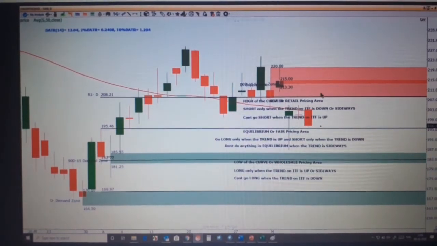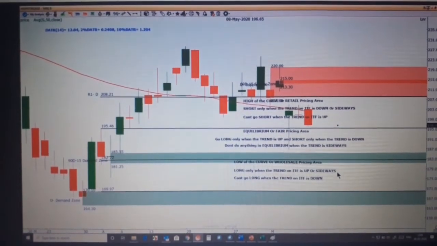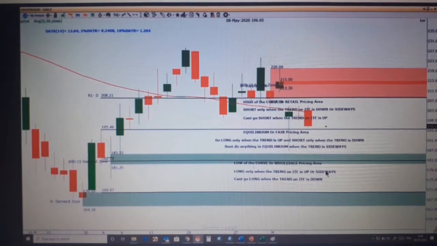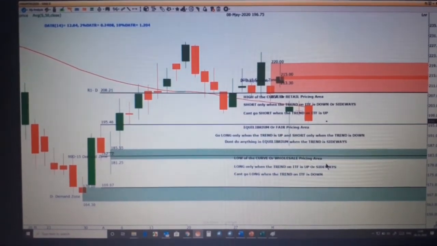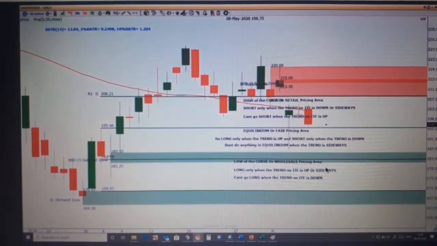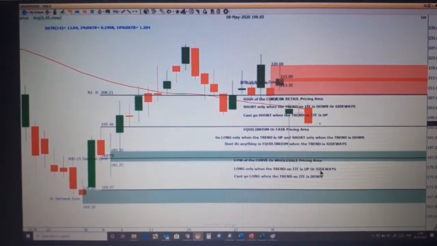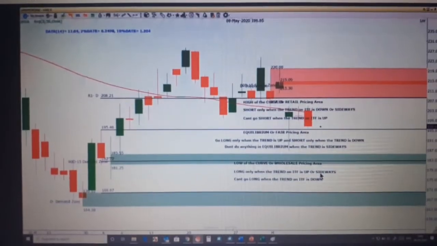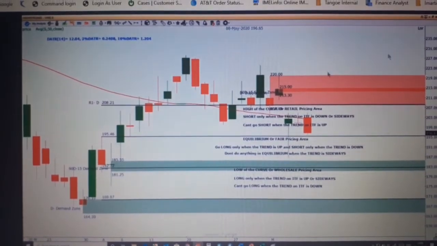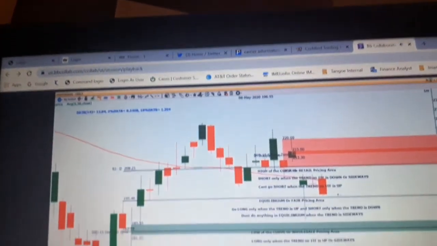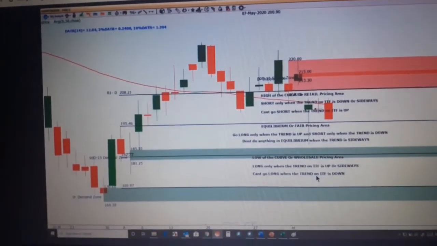Let's suppose that when the price comes here, you have a supply zone over here, and on the lower time frame, a demand zone. But I cannot go short, for a simple reason: I am in a wholesale pricing area, and in the wholesale pricing area, I don't go short. In a retail pricing area, I don't go long. So that will be low on the curve.